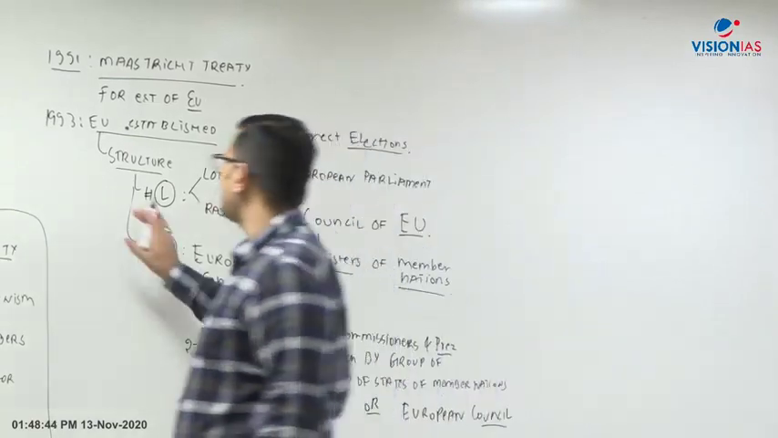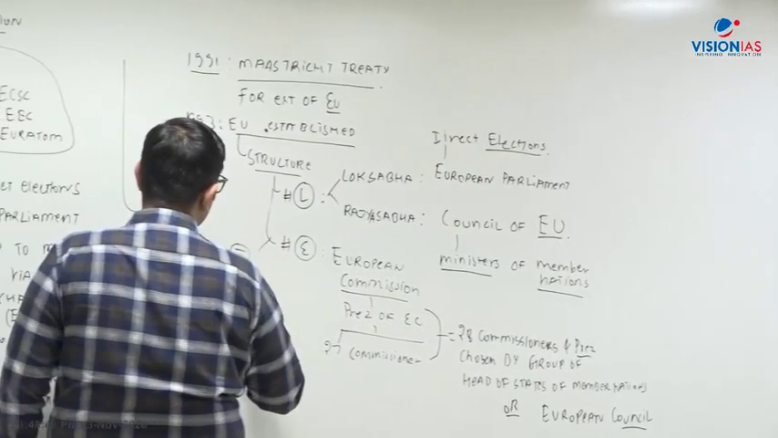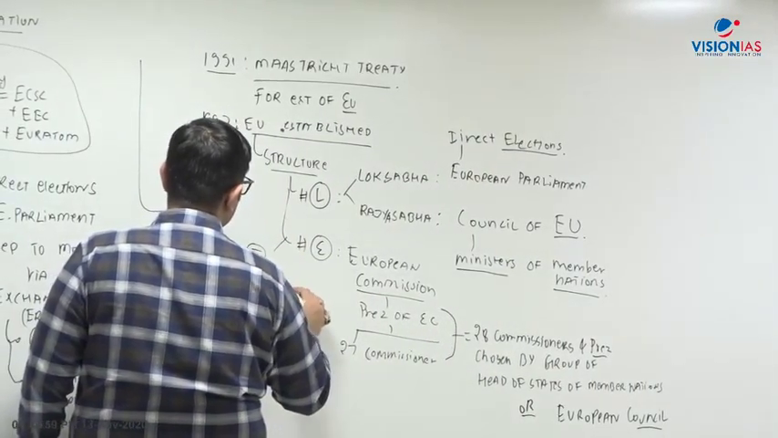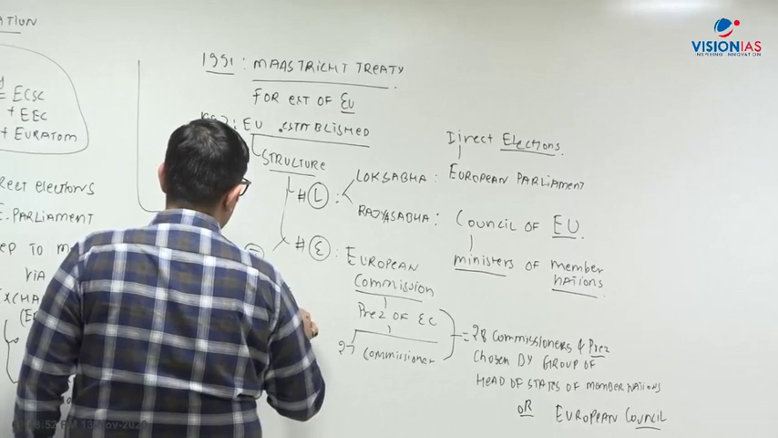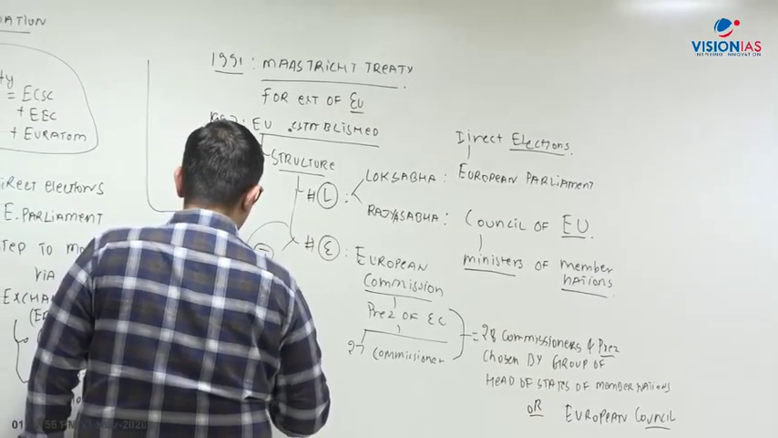So in this way there is a legislature, an executive, and a judiciary too. There is this Court of Justice. There is an auditor, a CAG as well, that is called your Court of Auditors.